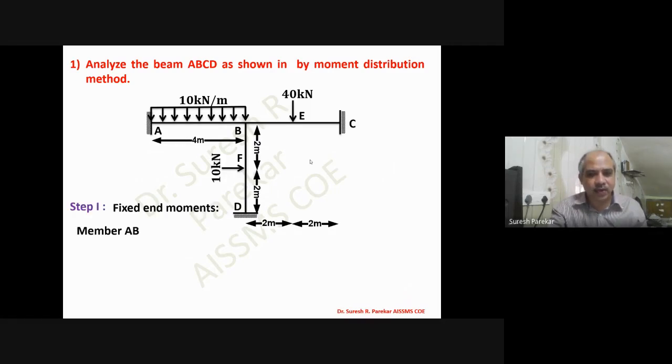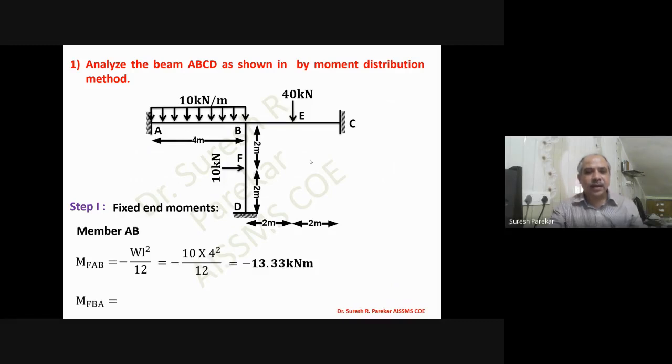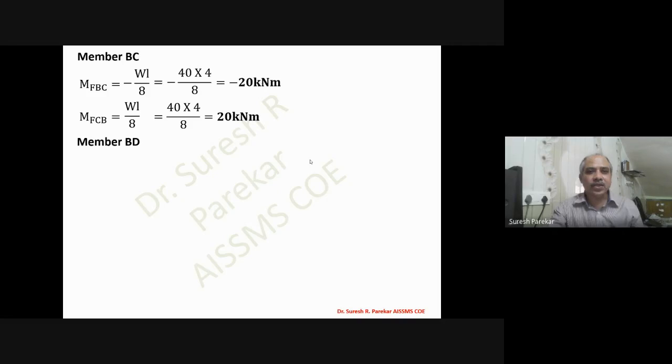Here we need not go for static and kinematic indeterminacy. We can directly start with fixed end moments. For member AB we have UDL, so AB will be minus WL square by 12, and BA will be plus WL square by 12. Now we go to BC. We have center load, so minus WL by 8, and then plus WL by 8. The 40 load is acting at the center, with a 4-meter span, and then 20.